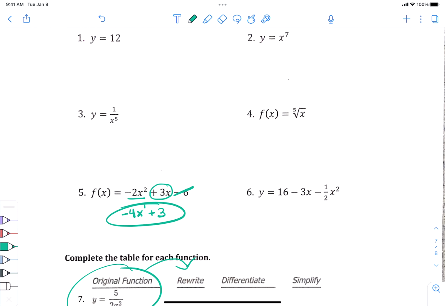Good. Monday we are not in school. Tuesday we'll finish this. Wednesday we'll move on to product and quotient rule. But you're gonna like the rest of this chapter. It's really not too bad.